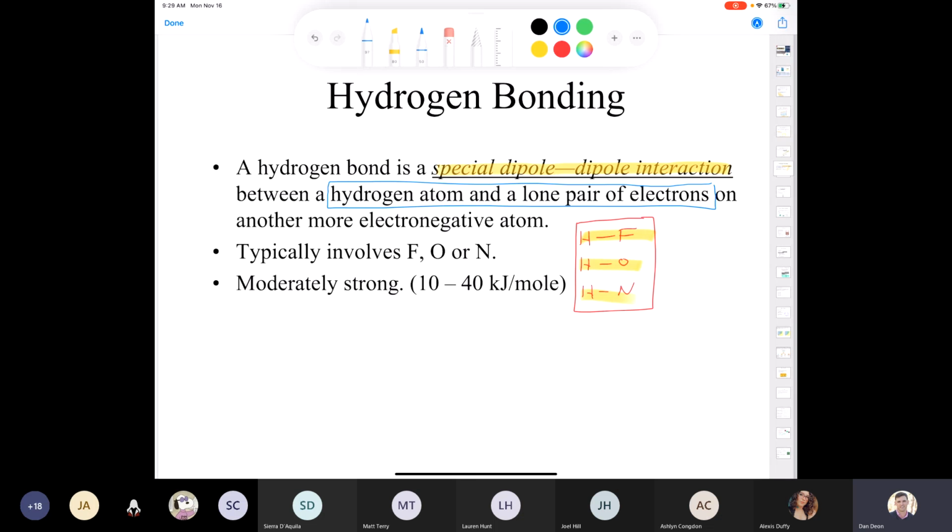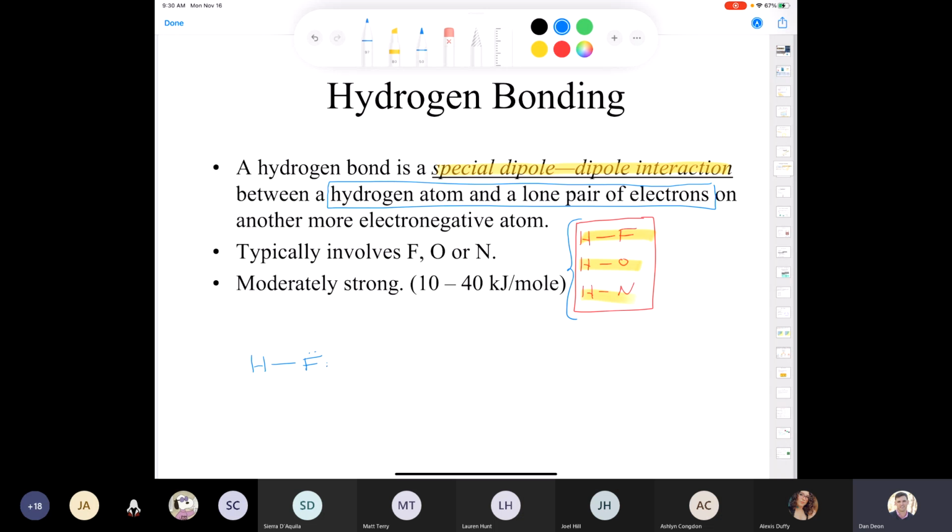And the hydrogen bond typically involves fluorine, oxygen, or nitrogen, and it has a moderate strength in between 10 to 40 kilojoules per mole. So when you look at a molecule and you're asking yourself, does this molecule have hydrogen bonding? You're going to have to have a hydrogen bonded to fluorine, oxygen, or nitrogen. Let me show you the hydrogen bond and how we would represent it in HF.